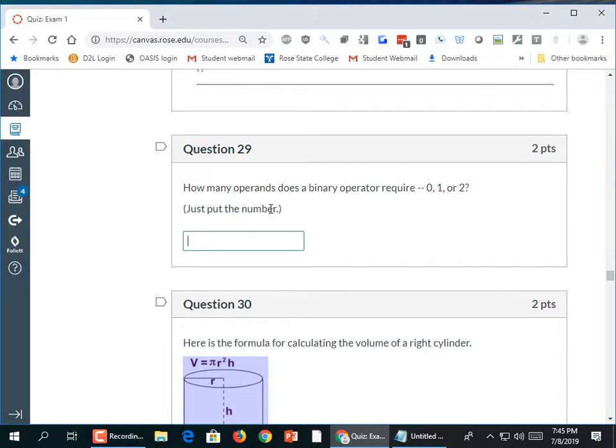How many operands does a binary, well, there's your answer. Binary means 2. So that's how many operands a binary operator requires. What's a binary operator? Something like this, A plus B. 2 operands, that's the operator. Those are the pieces of data that the operator works on.